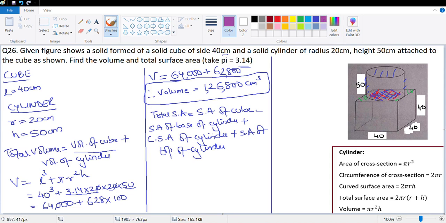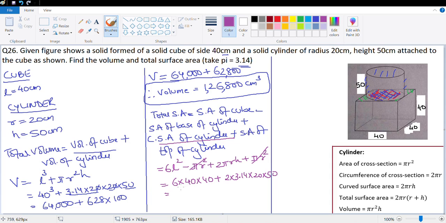So surface area of cube is equal to 6L square minus surface area of base of cylinder, which is minus pi r square, plus curved surface area of cylinder, which is plus 2 pi RH, plus surface area of top of cylinder is pi r square. So this pi r square and pi r square gets cancelled. So I'm left with 6L square, which is 6 into 40 square, plus 2 into 3.14 into r, which is 20, multiplied by height, which is 50.